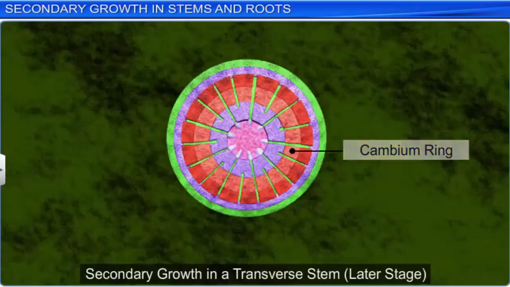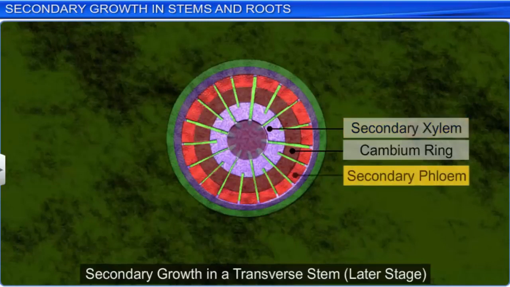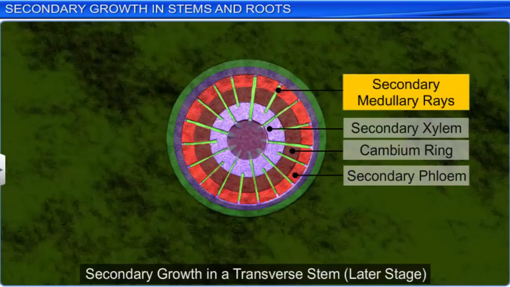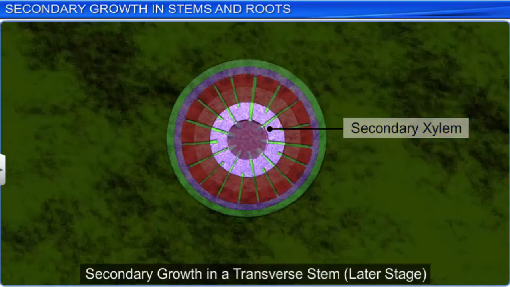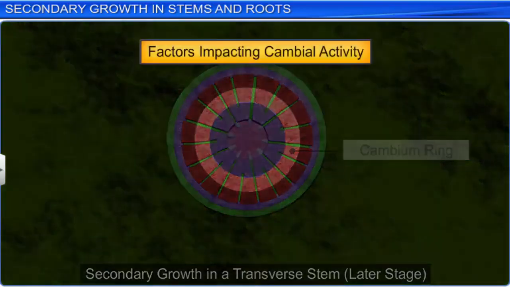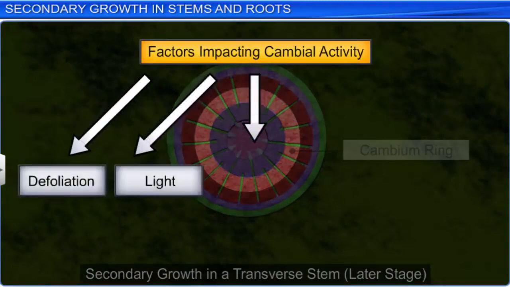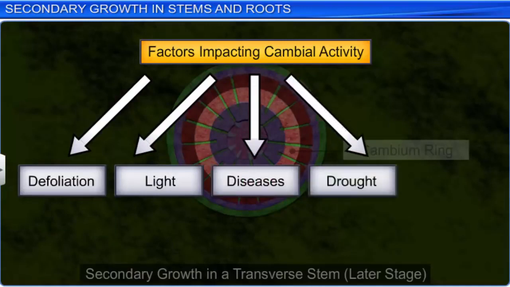The cambium also forms a narrow band of parenchyma at some places. This band passes through the secondary xylem and the secondary phloem in radial directions and is called secondary medullary rays. The secondary xylem tissues formed during cambial activity give rise to commercial wood. This cambium activity is impacted by several physiological and environmental factors such as defoliation, light, diseases, drought, and temperature.